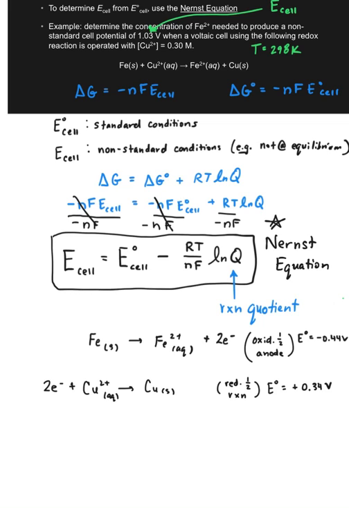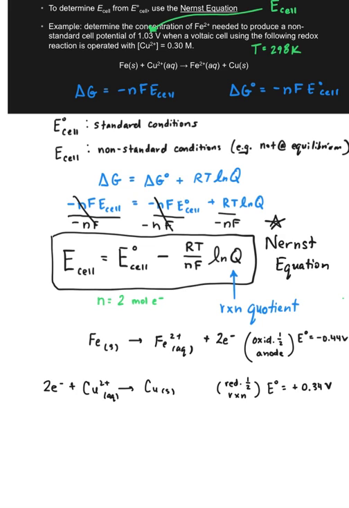This treatment of half reactions does several things for us. It tells us, for one thing, how many electrons were transferred in the course of this reaction. It gives us the value for N. 2 electrons are produced, 2 electrons are consumed. So N is 2 moles of electrons.